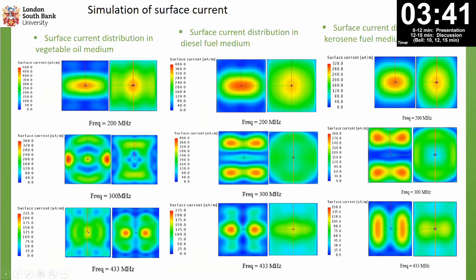Similarly, we looked at surface current. For example, at 200 megahertz and 300 megahertz, the surface currents were much higher, which means that if you use a very low frequency for petroleum medium, you can penetrate more easily than with higher frequency. Again, 433 megahertz was also good for the propagation.